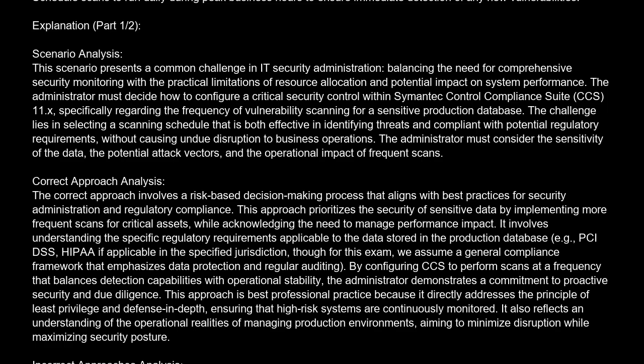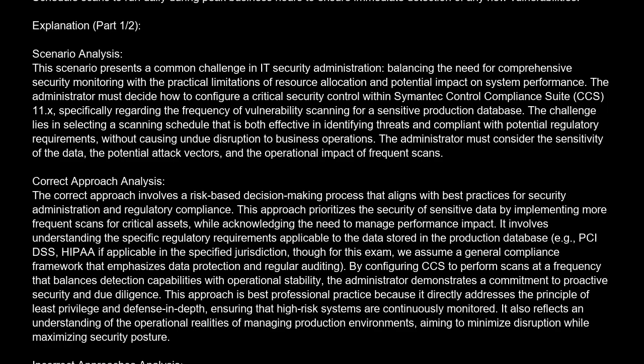It involves understanding the specific regulatory requirements applicable to the data stored in the production database, e.g., PCI DSS, HIPAA if applicable in the specified jurisdiction, though for this exam, we assume a general compliance framework that emphasizes data protection and regular auditing. By configuring CCS to perform scans at a frequency that balances detection capabilities with operational stability, the administrator demonstrates a commitment to proactive security and due diligence.